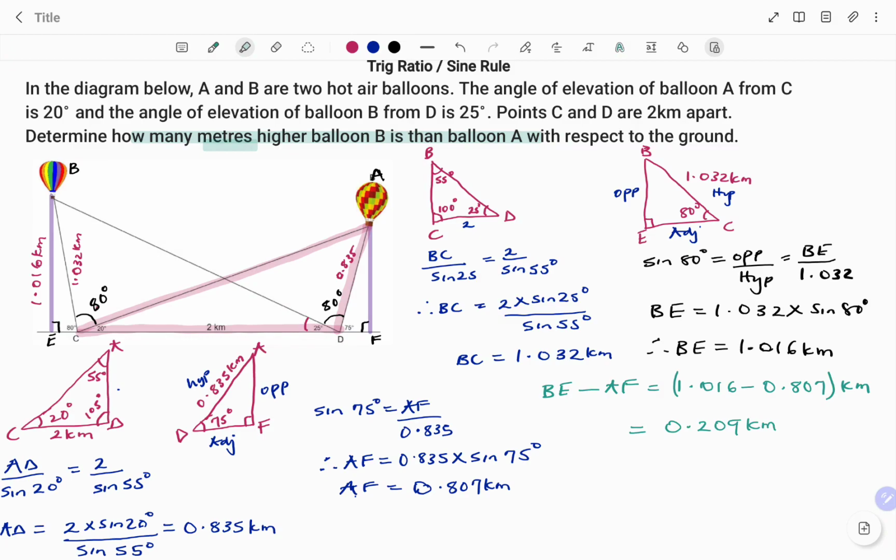So therefore, changing to meters, I multiply by 1,000, since 1,000 meters make 1 kilometer. The distance will be 209 meters. That's the difference between the height of the balloon A and B.